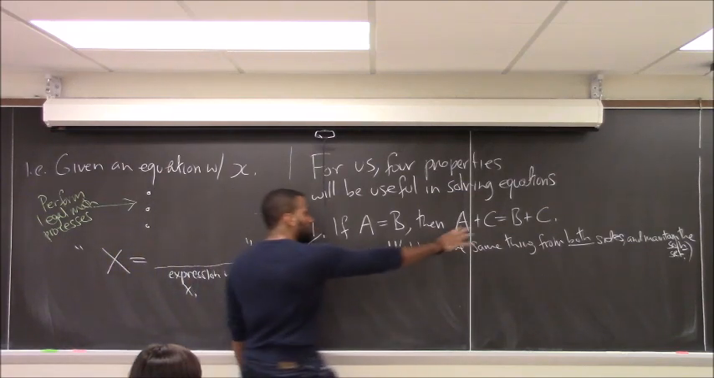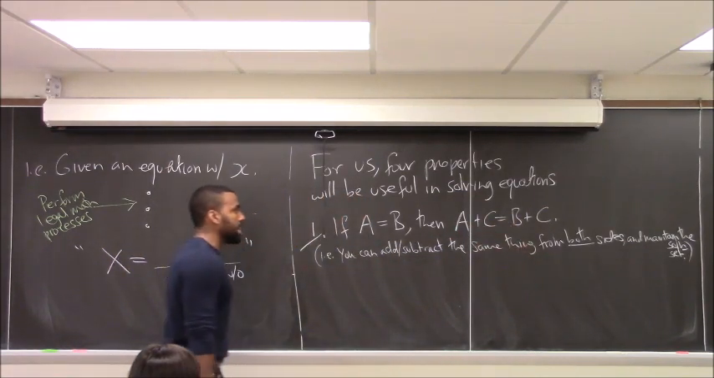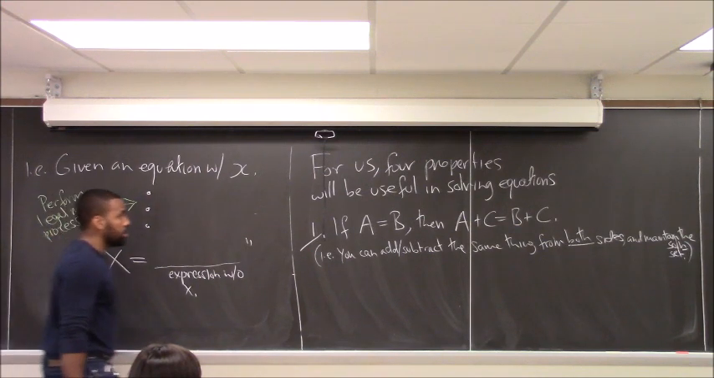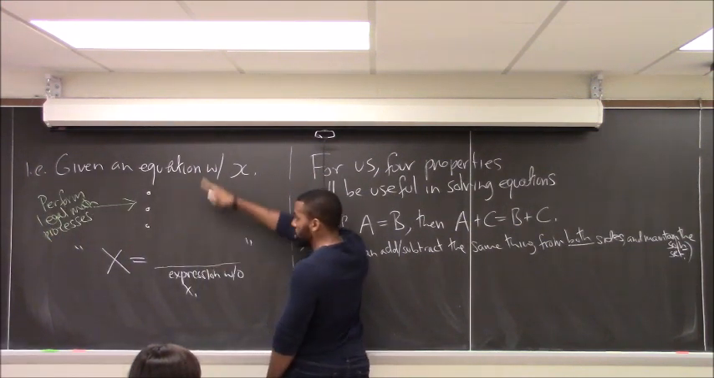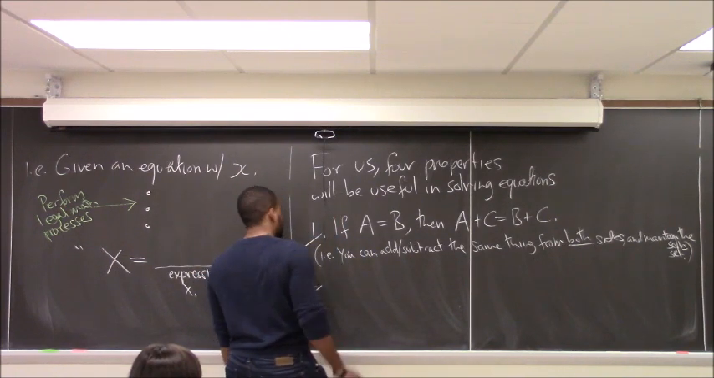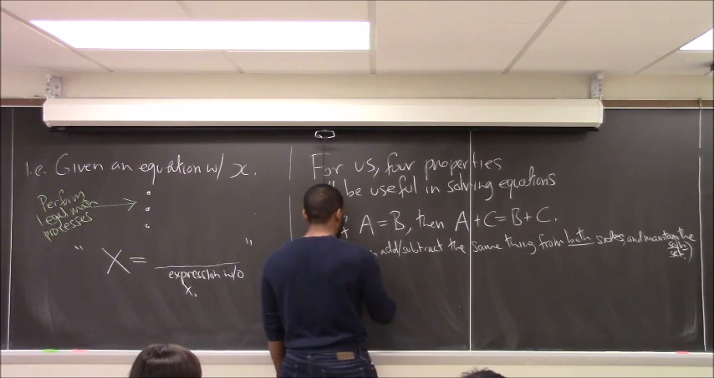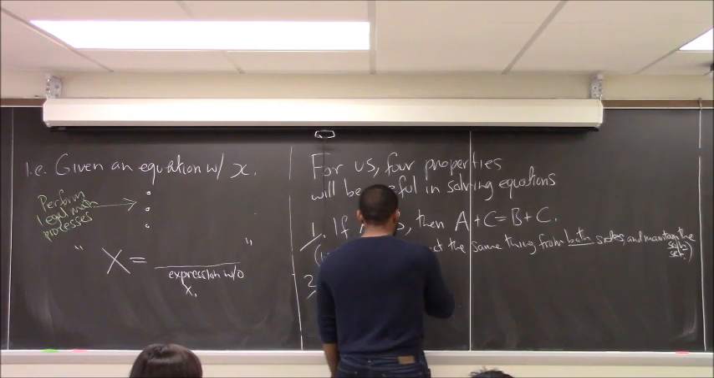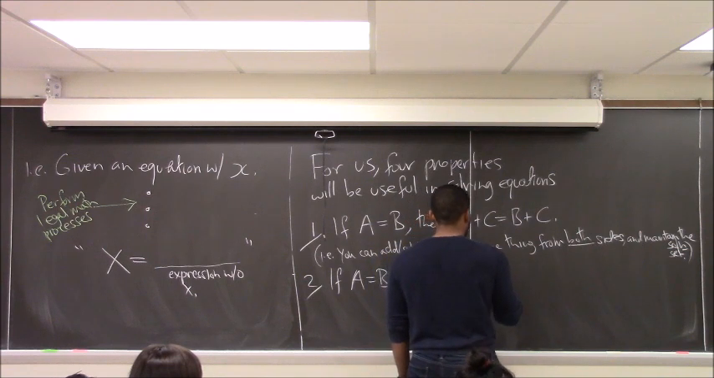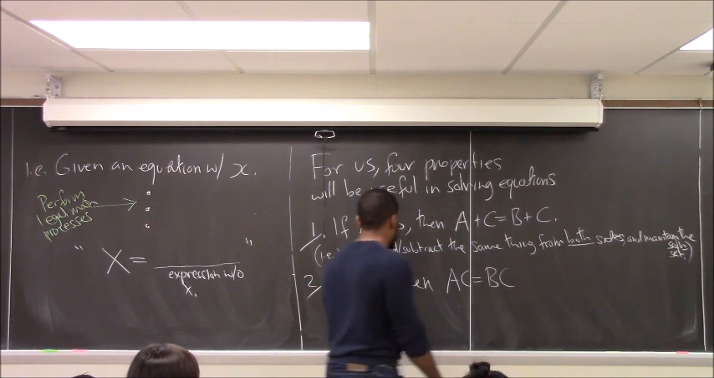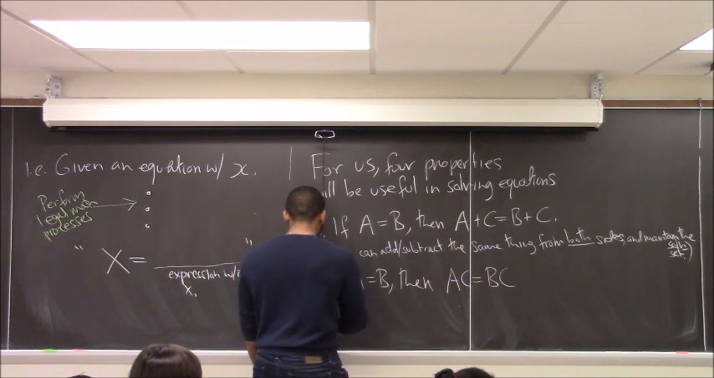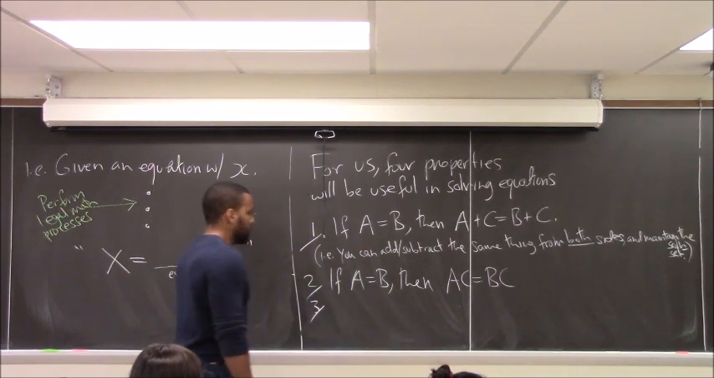But you might want to add or subtract something to get into a more convenient form, i.e. this form. This is a convenient form right here. And so to get there, one thing you could potentially do is add something to both sides. Two: if A equals B, then AC equals BC. You can multiply both sides by the same thing. I'm not going to write that out, you get the idea.